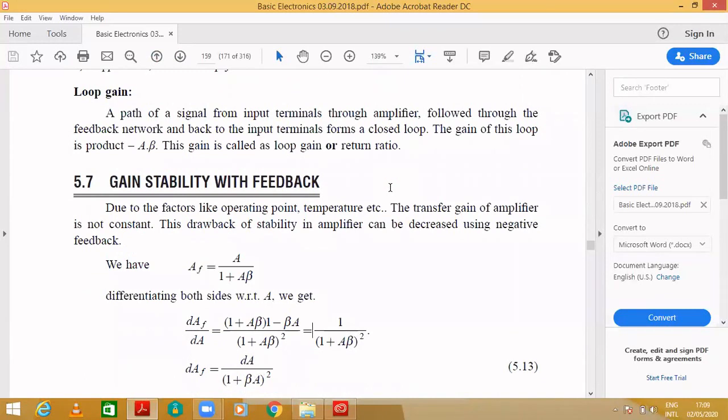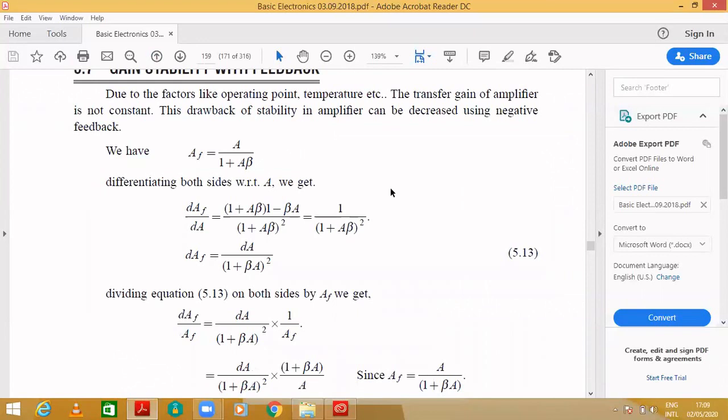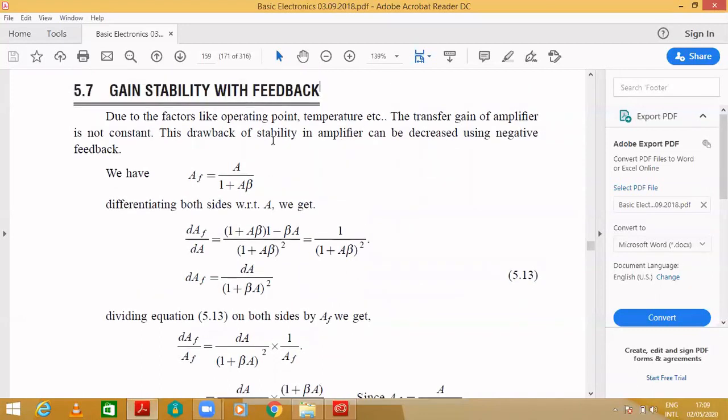So next is gain stability with feedback. The gain stability with feedback depends on several factors. Due to factors like temperature and operating point, the transfer gain of the amplifier is not constant. There are a few drawbacks of this, which can be decreased by negative feedback. So let's see what the gain stability with feedback is.